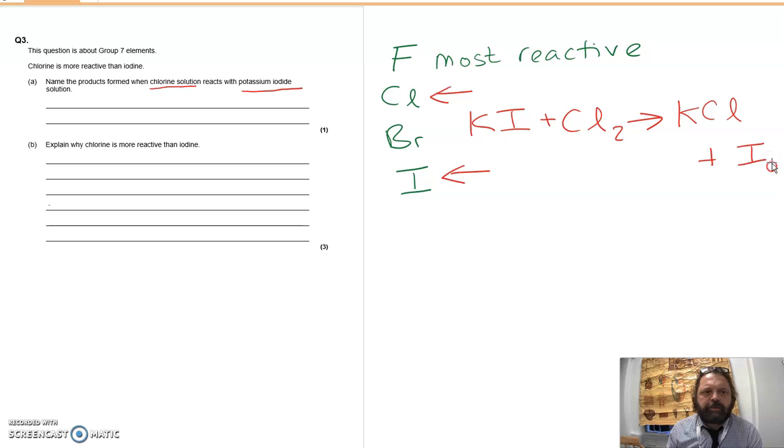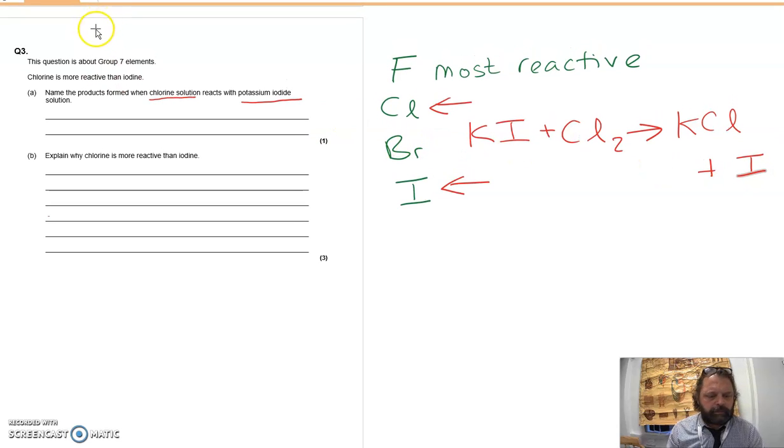We know that group 7 go round in pairs, so this will be an I2 molecule, and to make this balance, you can see I've got 2 chlorines here. I'll be making 2 of those, and I need 2 of those. But for this single mark here, we just need to name the products so we can write them down. The products will be potassium chloride and iodine.